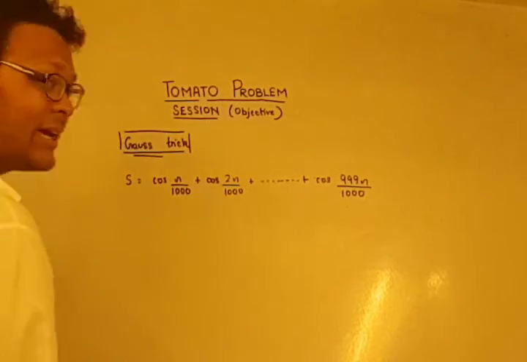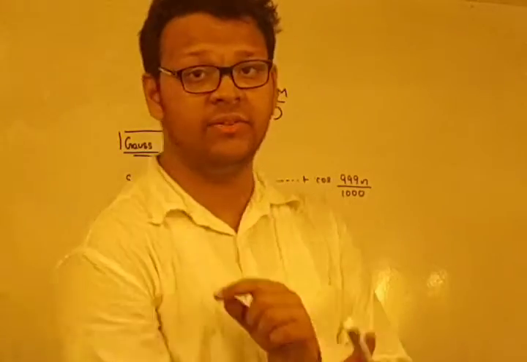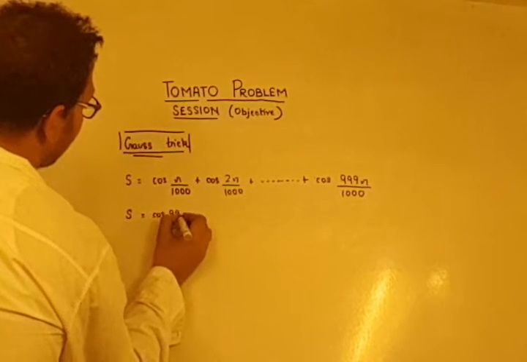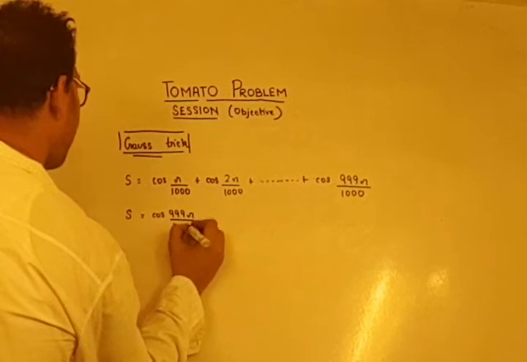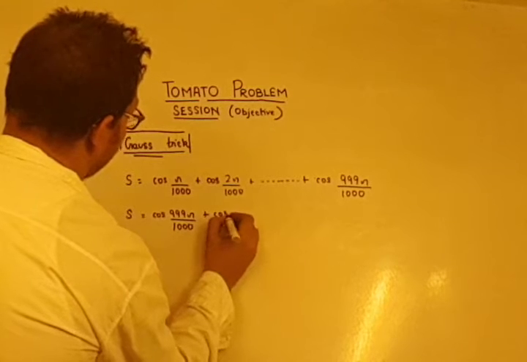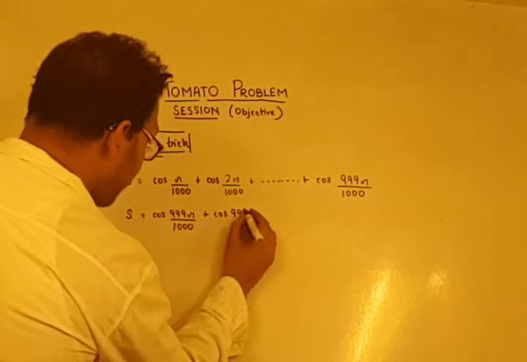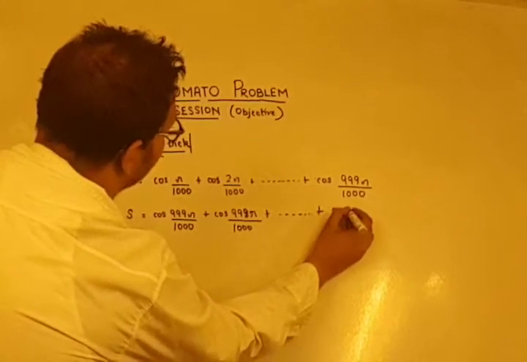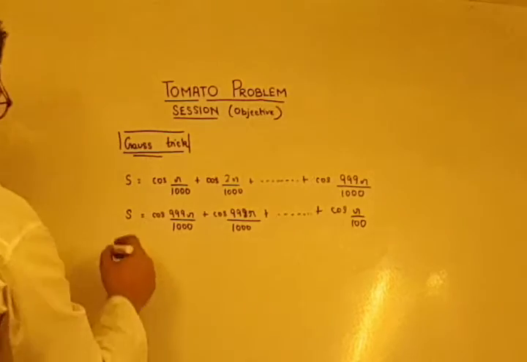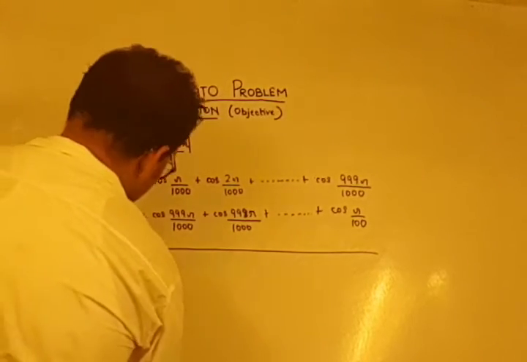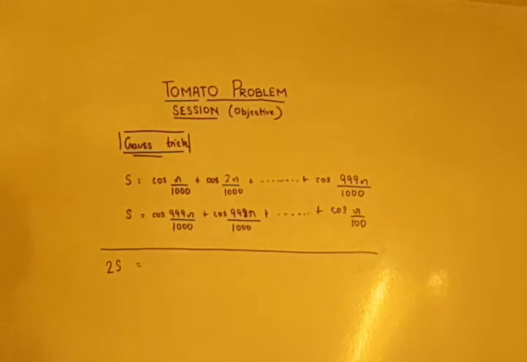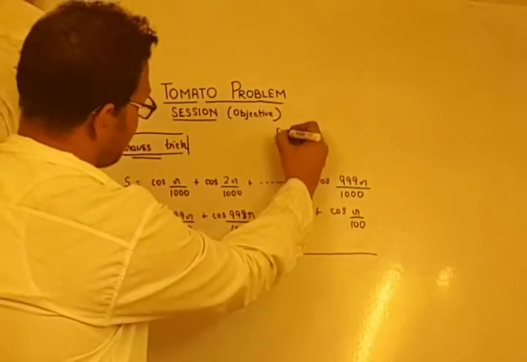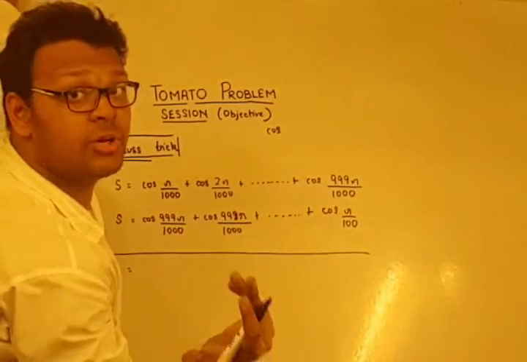Okay. Now what did the Gauss trick say? The Gauss trick says to write this series again in the reverse form. So I write this again in the reverse form. And the next step of the Gauss trick is just to add. So 2S equals this sum. Now observe that if I apply the rule of periodicity, we can get this by a simple rule of periodicity. So cos is periodic with period 2 pi.